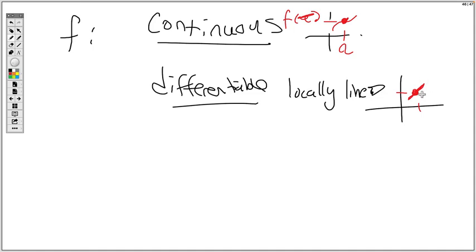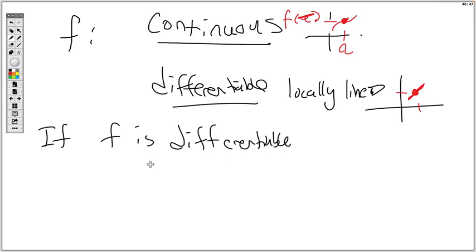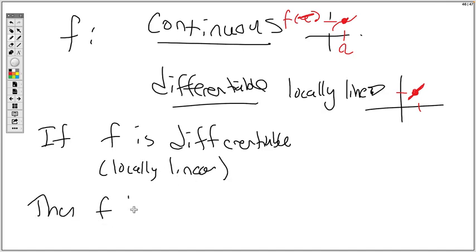Now, if you're locally linear, then that means that locally you look like a line. That means you're going to have to be what? Continuous. So if f is differentiable, in other words, locally linear, then f has to be continuous. Does that make sense or not, folks? Okay.